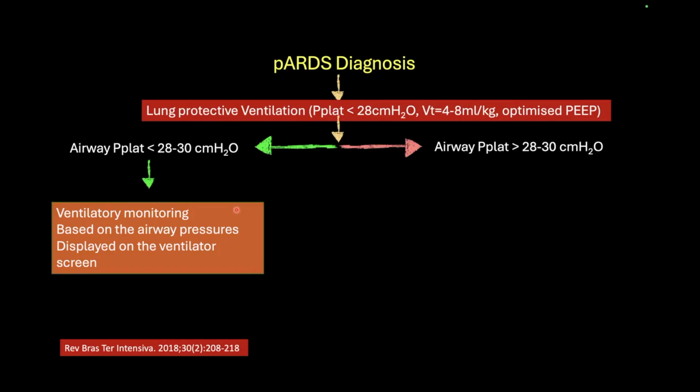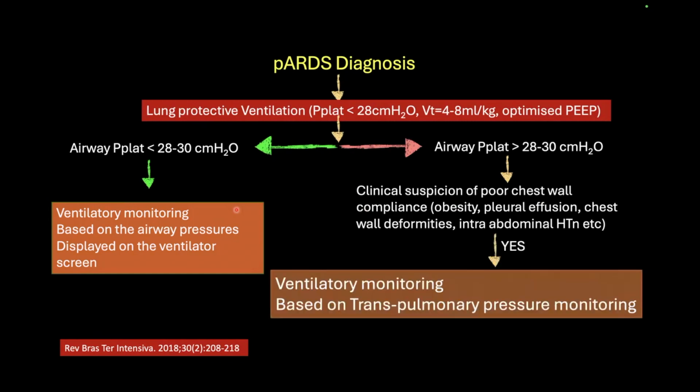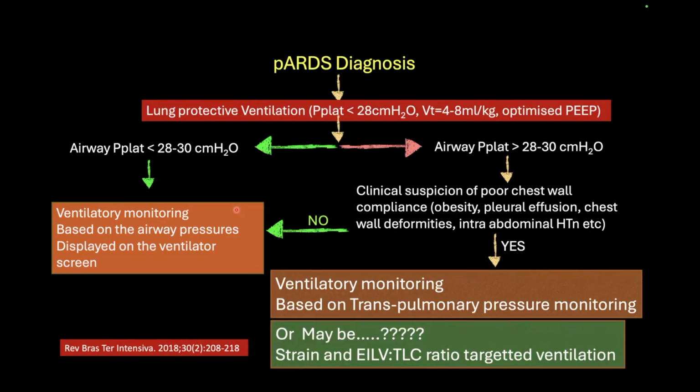If your plateau pressure is more than 28, then you need to ask whether you have any suspicion of poor chest wall compliance, like obesity, pleural effusion, chest wall deformities, intra-abdominal hypertension, etc. If yes, then of course you need to have transpulmonary pressure monitoring for proper transpulmonary pressures and guided treatment. And if you don't have suspicion of abnormal chest wall elastance, there is no obesity, ascites, pleural effusion, then there is no need of transpulmonary pressure monitoring. You can just monitor the pressures displayed on the ventilator screen and take your decisions.